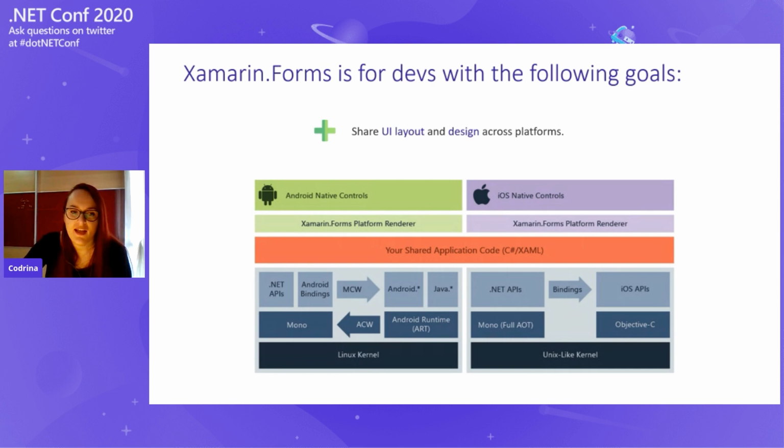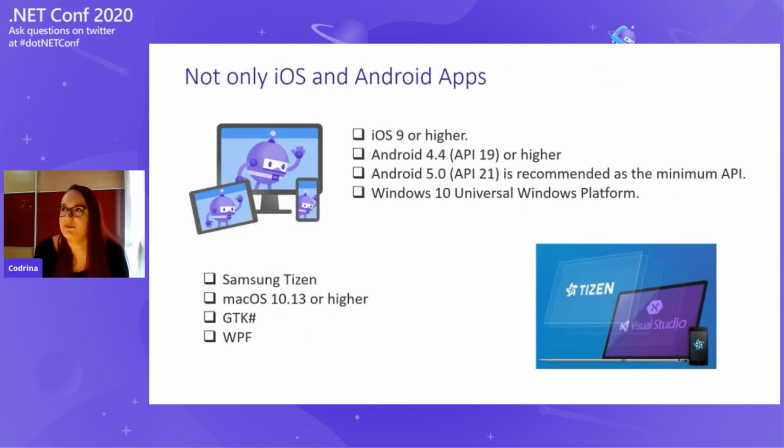I know that I've been speaking mainly about iOS and Android applications, but with Xamarin.Forms, you can also create Windows 10 Universal Windows Platform applications, applications for television like Samsung, also macOS, GTK or WPF applications. So you have a variety of platforms to choose from. So you can build your idea and use the .NET framework.